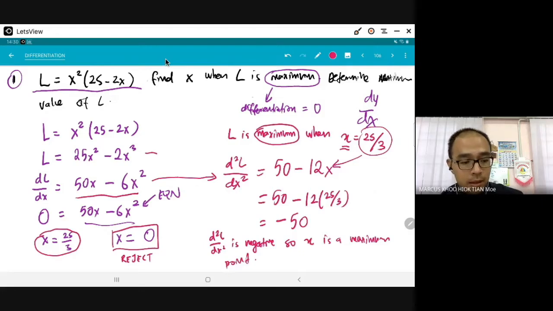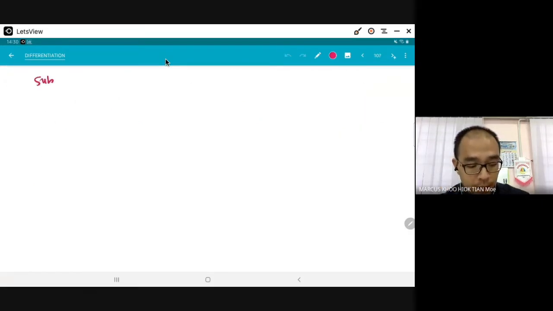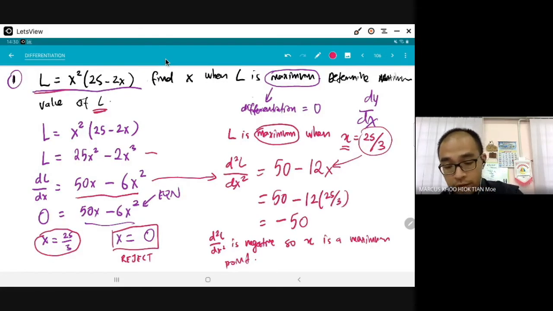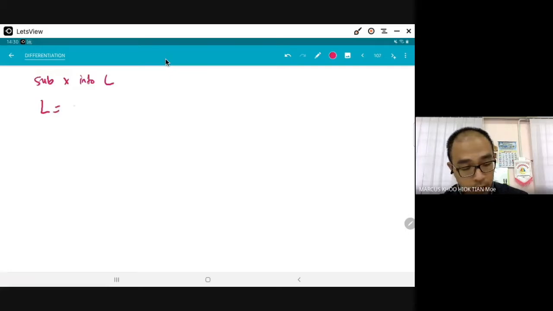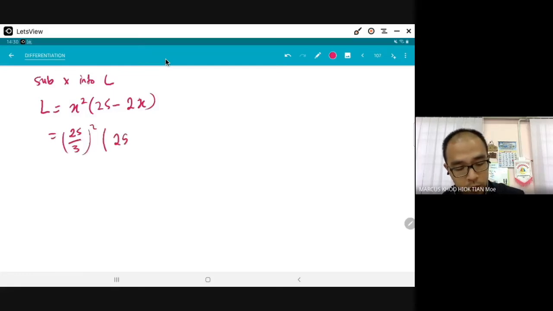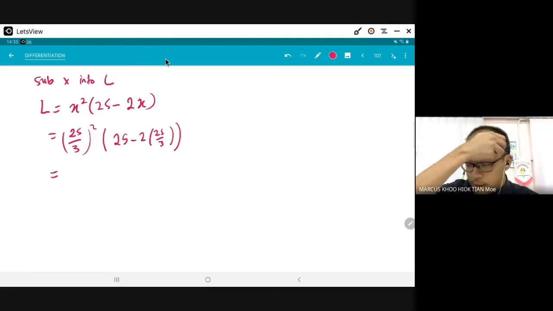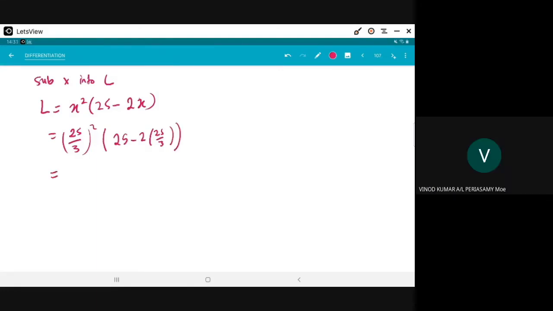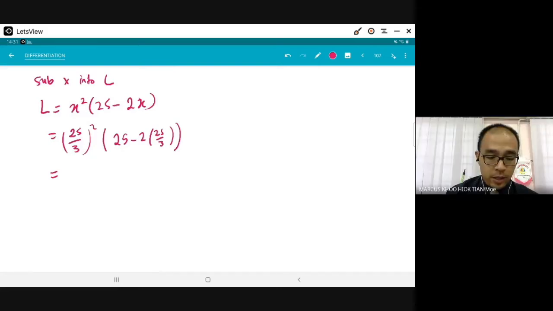But the question asks to determine the maximum value of L. So the last step you need to do is sub x into L. So x is 25 over 3. L equals x squared times 25 minus 2x. You sub in 25 over 3 squared, times 25 minus 2 times 25 over 3. And what is your final answer? 15625 over 27. Sorry, what do you say? Can you repeat that?